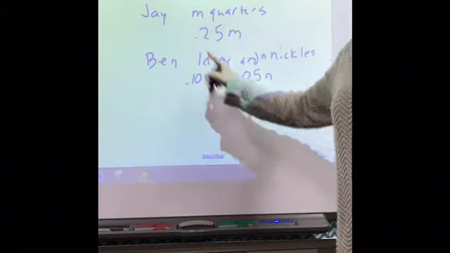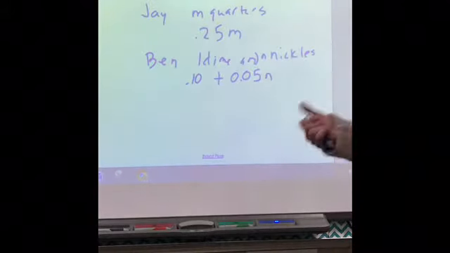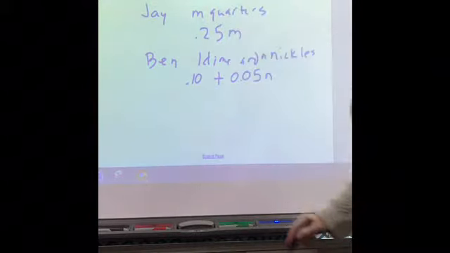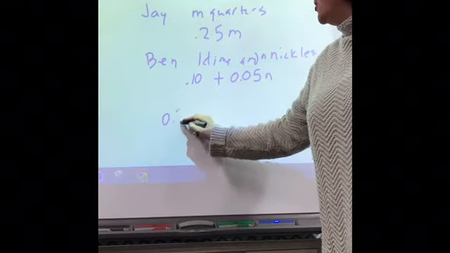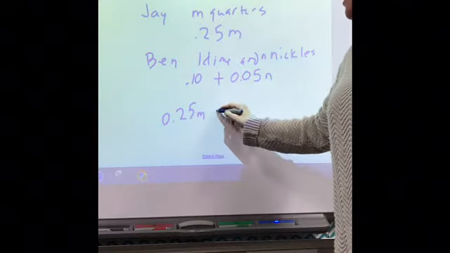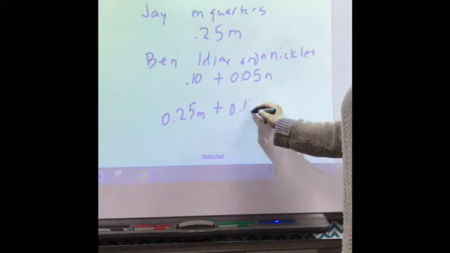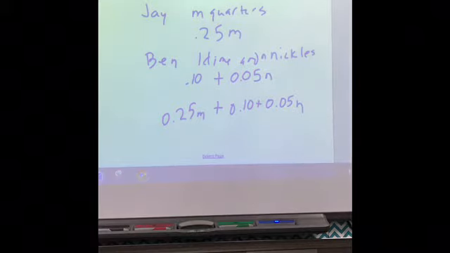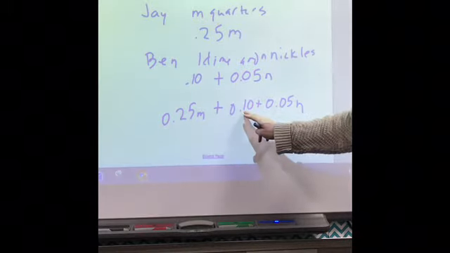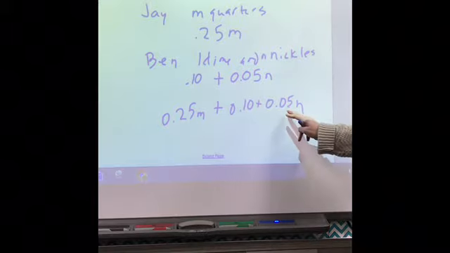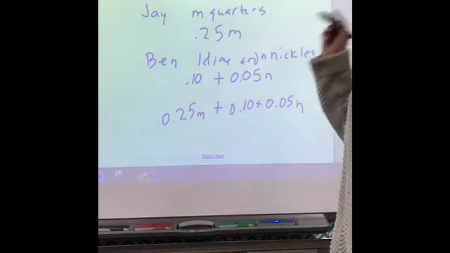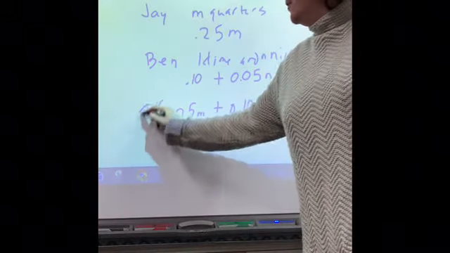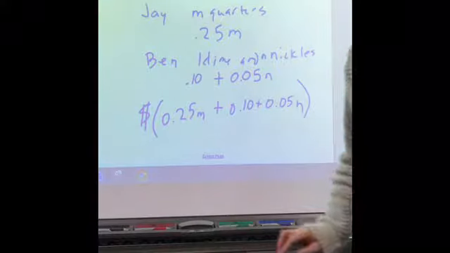So Ben has this amount of money, Jay has this amount of money. So the first thing you have to do is find out how much each of them has. Now they're going to add their money together. So Jay has 0.25M plus what Ben has, 0.10 plus 0.05N. Do I have any like terms? This has an M. This is not even a variable term. This one has an N, so nope. I have one more thing to add. Story problem, talking about how much money they have. So I have to add a dollar sign.